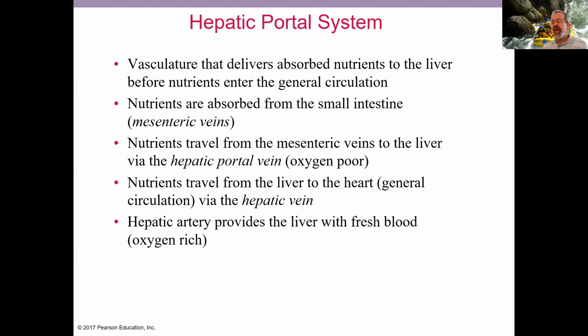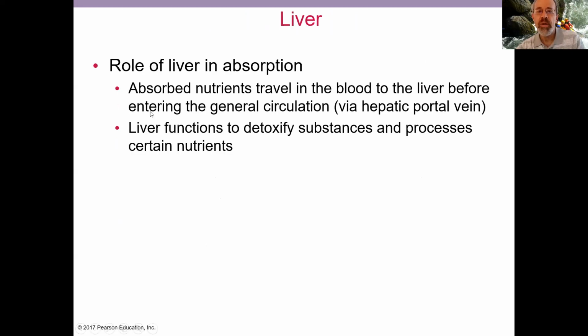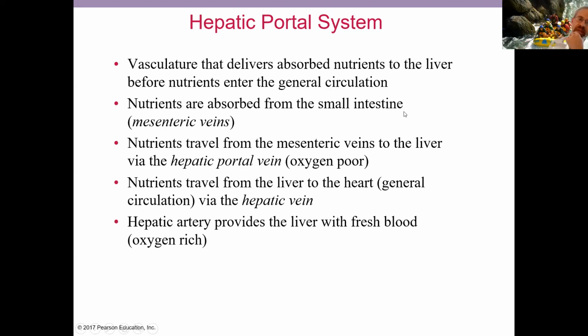All right, so let's talk about this hepatic portal system, the hepatic portal vein. What we call the hepatic portal system is a vasculature, and I'll show you on the next slide, that essentially delivers absorbed nutrients to the liver before they enter the general circulation. It's kind of like a weigh station. So what happens is the nutrients reach the liver, and they're either stored there or they enter into the circulation.